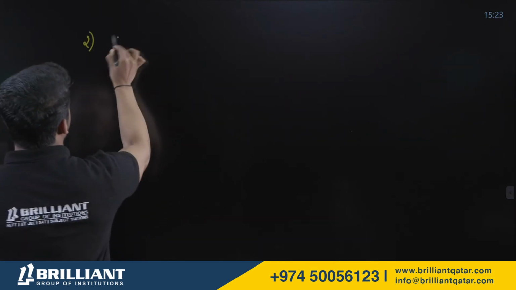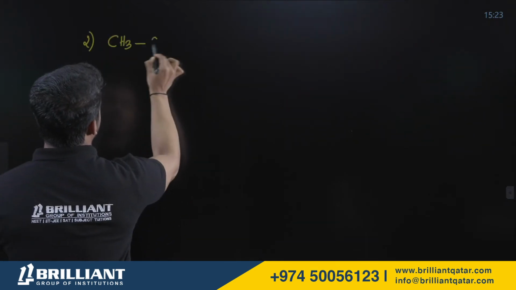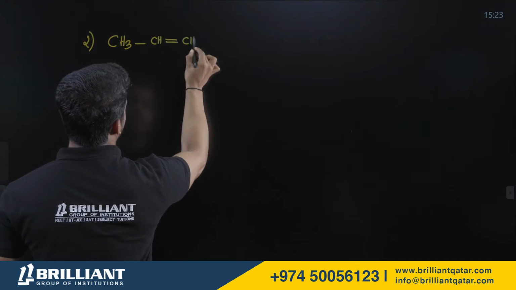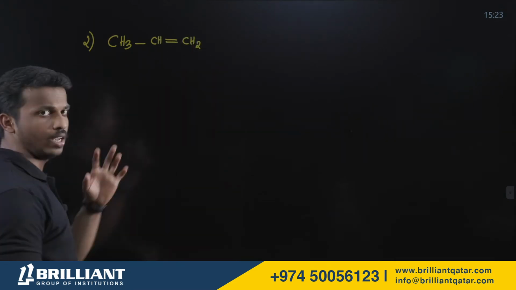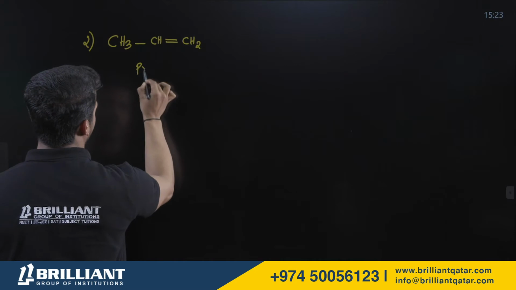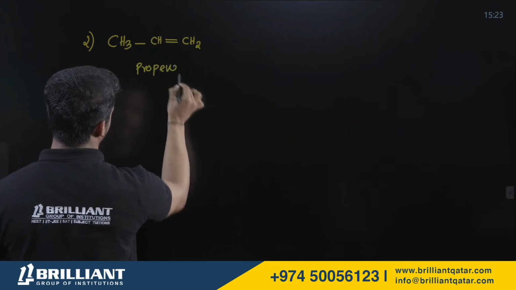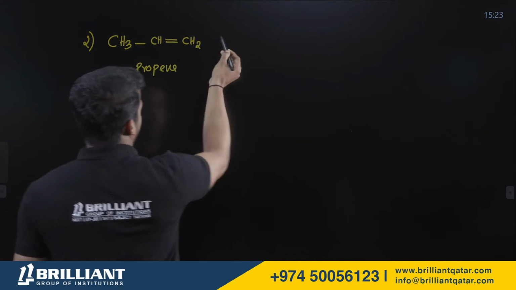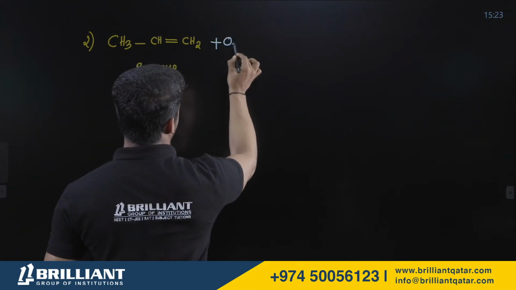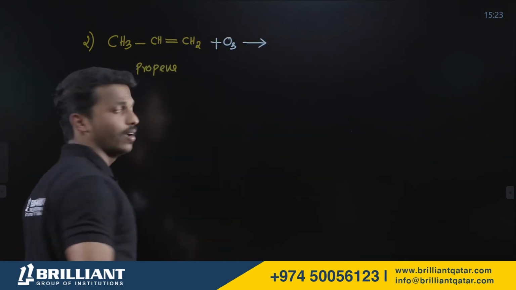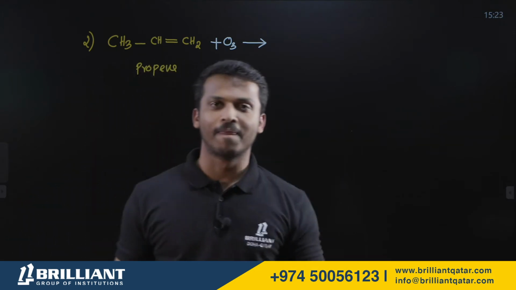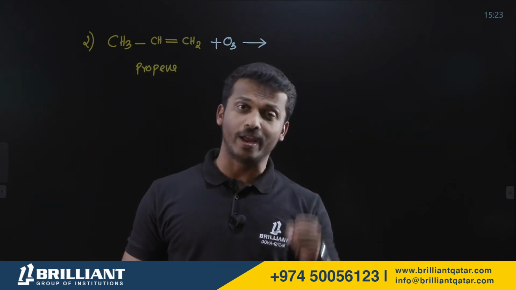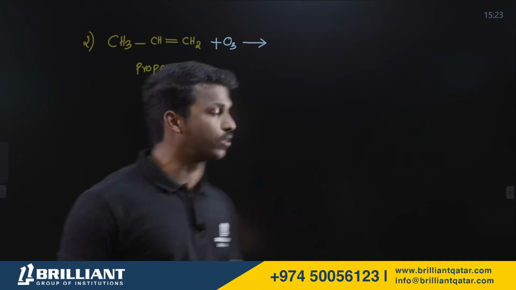Second example. CH3CH double bond CH2. You know, this is the 3 carbon containing alkene called propene, right? Propene. What happens when propene is treated with ozone, or when it undergoes ozonolysis? Let us see first of all the detailed mechanism. So propene is the alkene. When it is treated with ozone, O3, what happens?